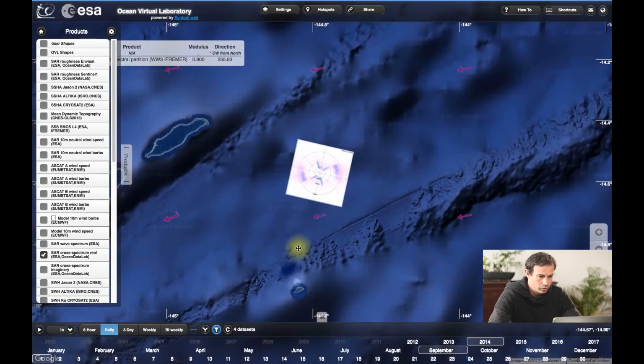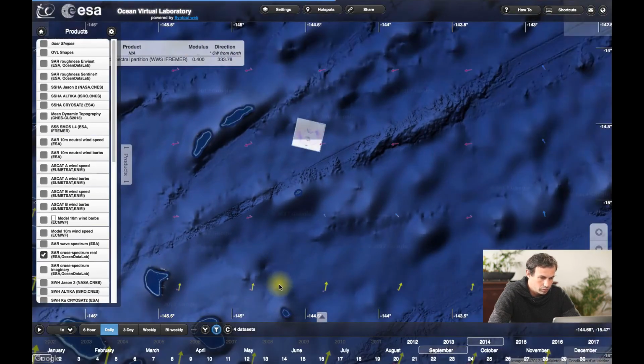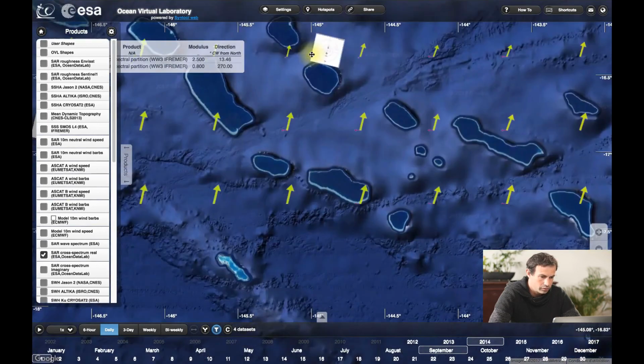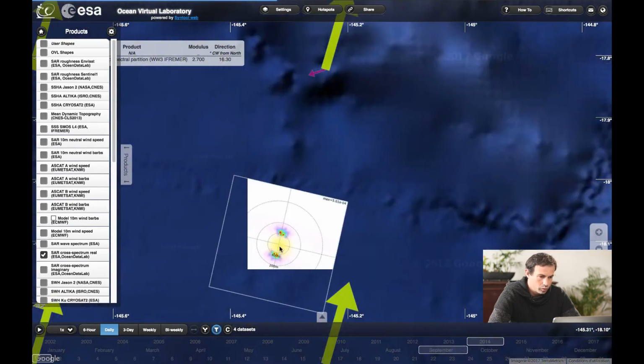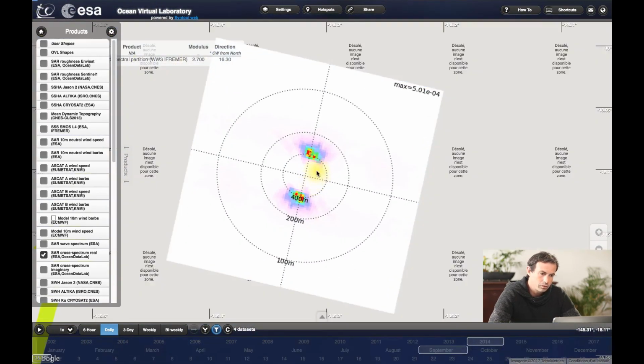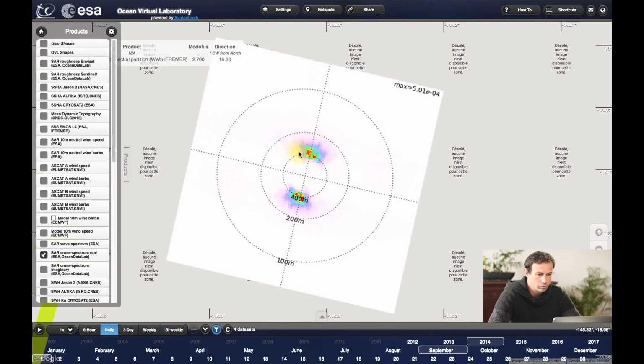Whereas if you are before reaching the islands, you obtain a quite different spectral pattern, where you have pretty much all the directions that are continuous in a big swell system pattern, and not scattered like after the islands.